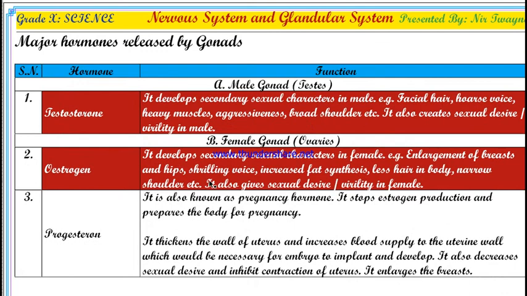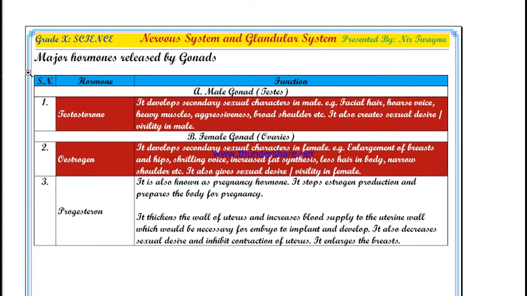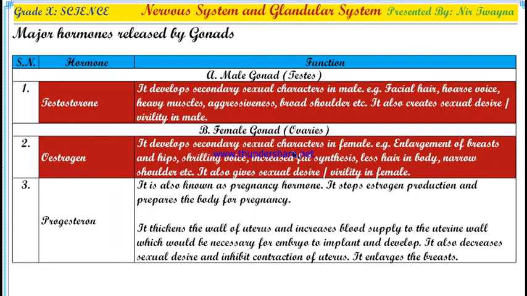So let us discuss the hormones released by these glands, the major hormones released by gonads. In the case of male gonads, they release testosterone. We have already discussed this. It develops secondary sexual characters in male. Example: facial hair, hoarse voice, heavy muscles, aggressiveness, broad shoulders, etc. It also creates sexual desire or virility in male. If a low amount of testosterone is produced, then you do not have enough sexual desire, and that is in adult life, not now. Adult life means after 18 to 20 years of age. Only after that are these manifested.